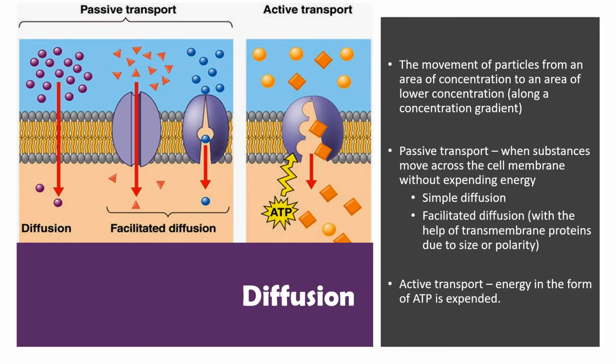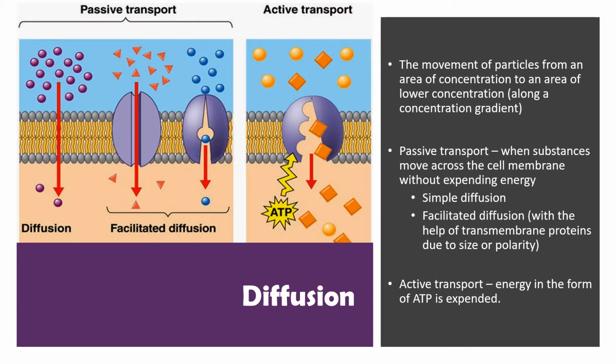So we have what's called passive transport and active transport. So diffusion is, again, just the movement of particles from an area of high concentration to an area of low concentration. So it's particles that are moving along a concentration gradient. Diffusion in general is considered passive transport because it's not expending any energy to move across the membrane.